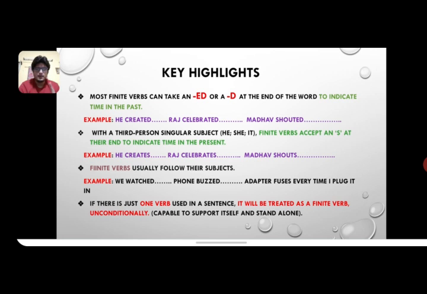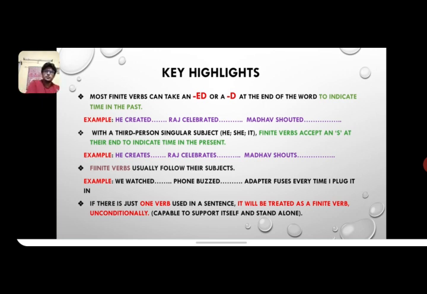He means one male person. She means one female person. It means one. I'm not going to talk about gender now because I'm using a neutral gender, a common gender, in fact, that is it. Okay, a neutral gender, it. So he, she, it. Finite verbs accept an S at their end to indicate time in the present.